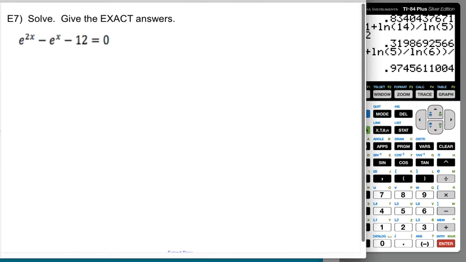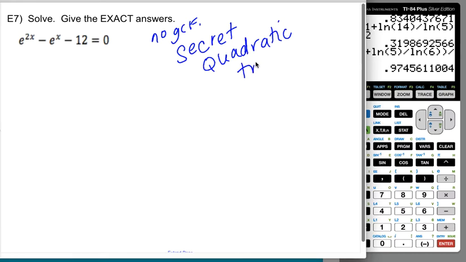All right, let's do one that's slightly harder. So in E7, this is tricky because now I have this third term and there is no GCF, okay? So this is what I like to call a secret quadratic trinomial. And sometimes I sound like Elmer Fudd when I say it, so I try to enunciate clearly. Secret quadratic trinomial.